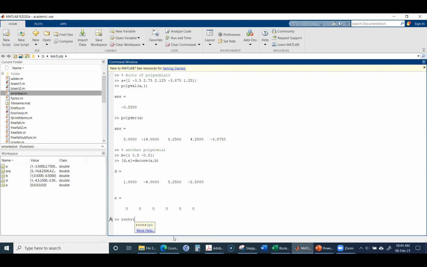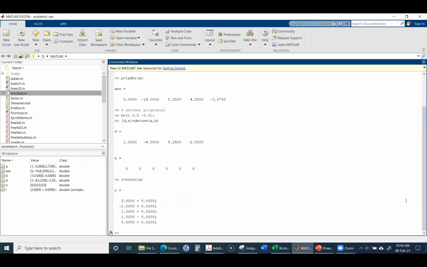But for this polynomial, if we have this polynomial represented by a, then we can find its roots like this. Let's say the roots are represented in a variable named r. Okay, and if I hit enter, I will get the roots. So these will be the roots.